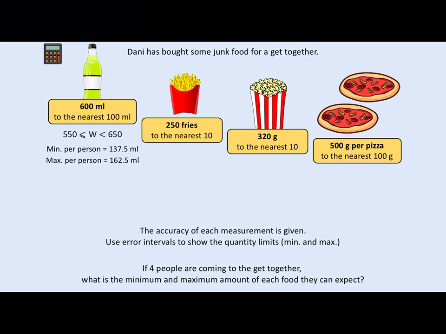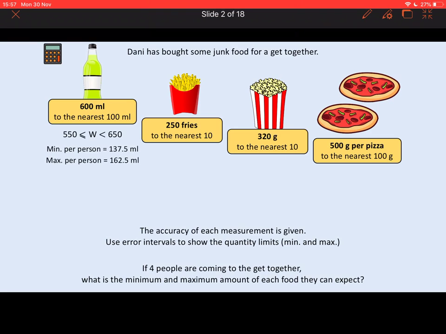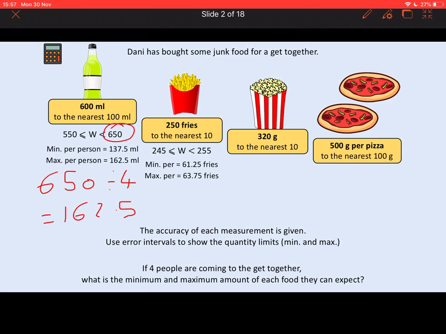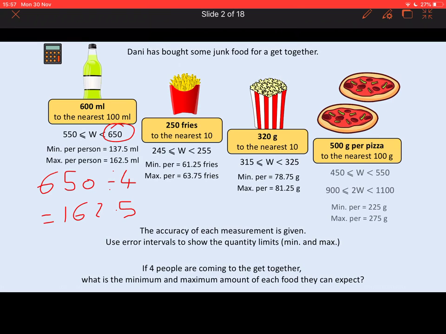Now, with that being said, if you want the maximum amount of drink that each person gets, you take that largest number, which is 650, and you divide that by the number of people. So you do 650 divided by 4, and that gets you 162.5. On the other hand, if you want the minimum amount of drink that they get, take the smallest amount and divide it through. And you can do that for each of these questions, okay? Now, we're going to work through these other questions.